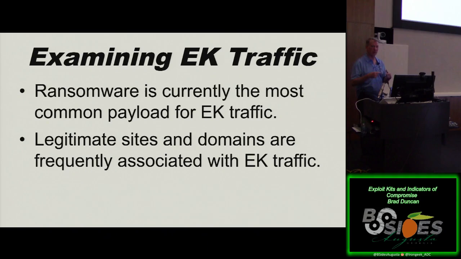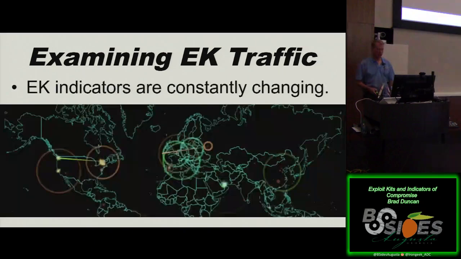So NewYorkTimes.com, for example, not that they've actually been compromised, but let's just say that their domain credentials were compromised. The criminals will use those domain credentials to set up other servers like randomstringofcharacters.newyorktimes.com. And then that's your malicious server. That's your exploit kit. NewYorkTimes.com is not compromised, but those other domains are. And the last thing is exploit kit indicators are constantly changing.